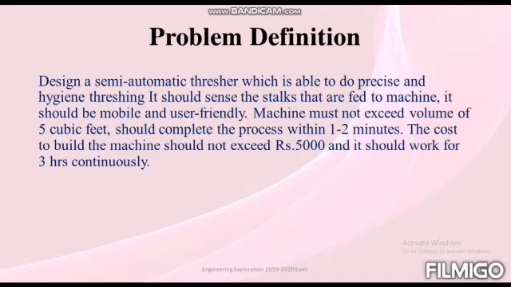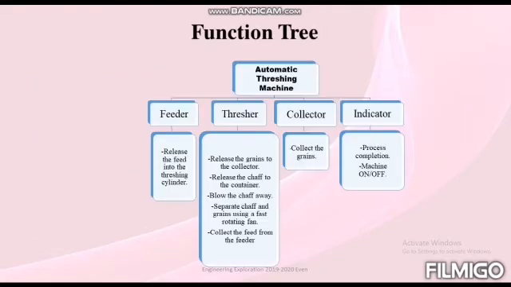Based on this need statement, we formulated a problem definition as to design a semi-automatic thresher which is able to do precise and hygienic threshing. It should sense the stalks that are fed to the machine. It should be mobile and user-friendly. The machine should not exceed volume of 5 cubic feet and should complete the process within 1 to 2 minutes maximum. The cost to build the machine should not exceed ₹5,000 and it should work for 3 hours continuously.